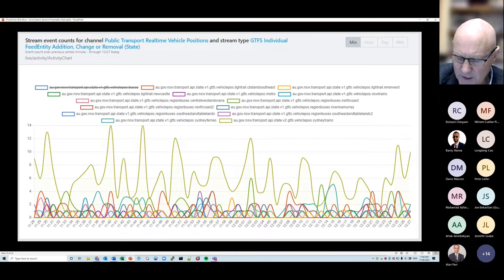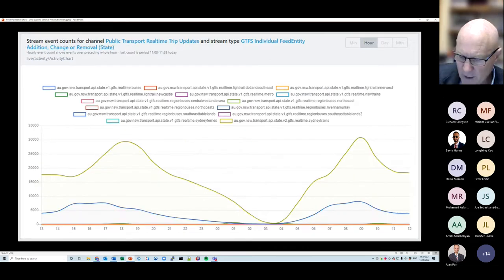So what follows in the last two or three slides here are several views of another console management page displaying some statistics for various channels. And this first one shows vehicle position change events for various transport modes in Sydney. That is the event counts for trains, light rail, ferries, and so on, minute by minute over an hour. Here's another view of pretty much the same data. These are vehicle position changes hour by hour over a full day. And interestingly, you can start to see a daily pattern with activity peaks during the morning and late afternoon.